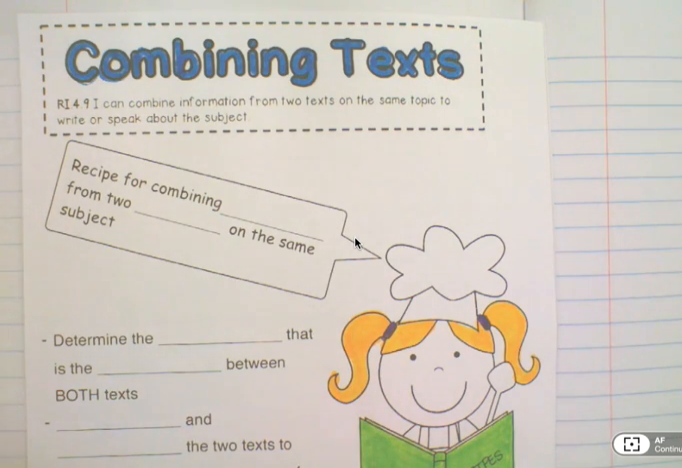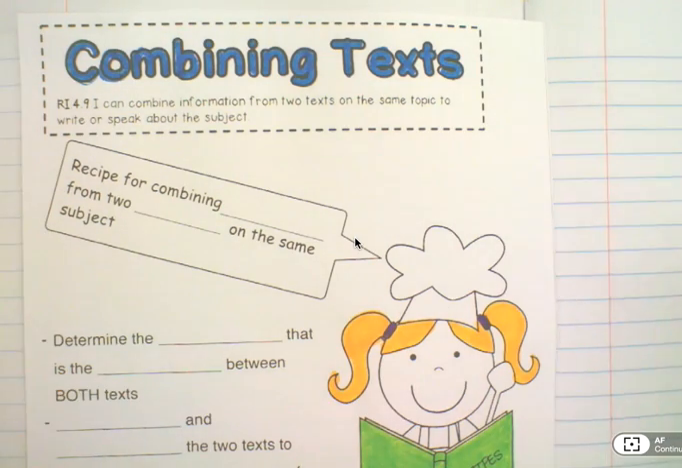Guys, this is Mrs. Sharpley, and this week we are talking about combining texts. Combining means that you are taking one, two, maybe even more things and putting them together. So this week, if you read two different texts about the same topic, you're able to take all of that information together, mix it up, and formulate your own thoughts. You can speak about it and write about it.